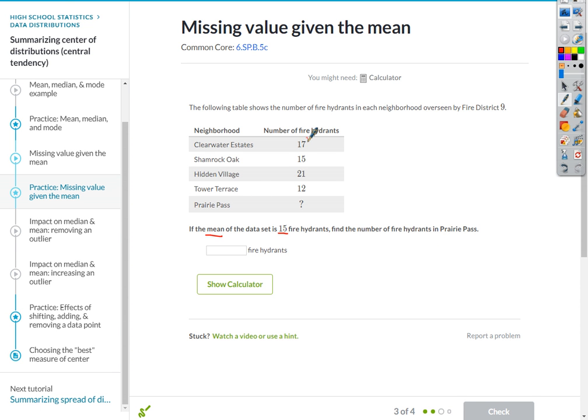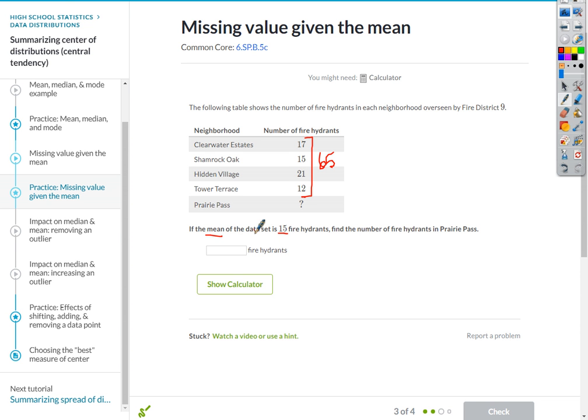Now, if you want, you can start to pick it up and recognize, well, I know I'm going to have to add these up. So let's say 17 plus 15 is 32. 32 plus 21 is 53. 53 plus 12 is going to be 65. So this total is 65.